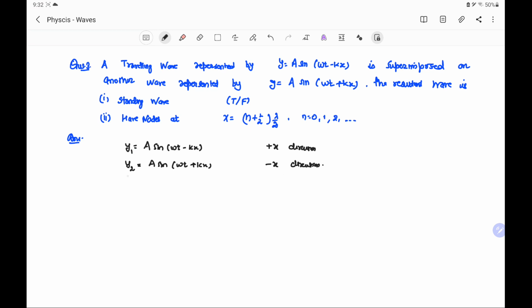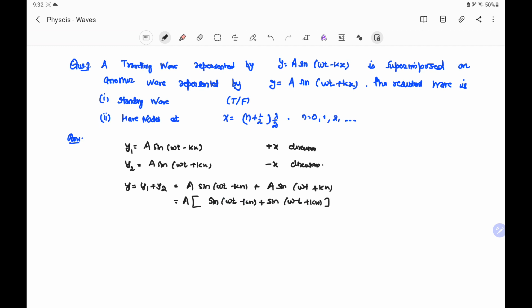By the superposition principle, we can write that the net wave displacement y is y1 plus y2. This is the algebraic sum, and it will be equal to a sin omega t minus kx plus a sin omega t plus kx. A is common, so taken out, the remaining is sin omega t minus kx plus sin omega t plus kx. Using the trigonometric formula for sin C plus sin D, we will have 2 sin (C plus D) by 2.